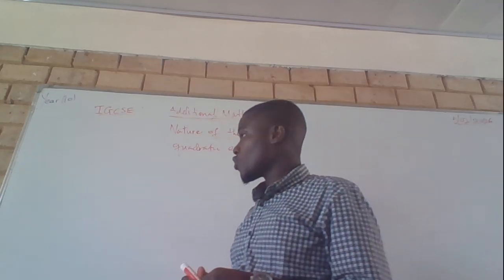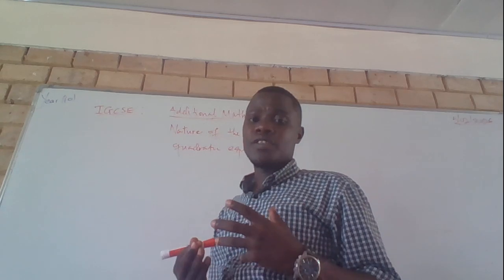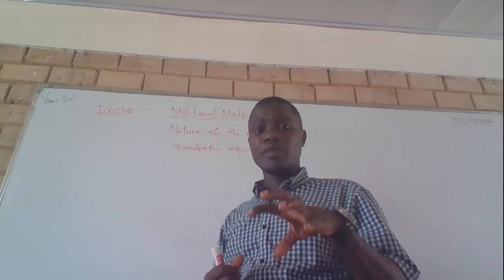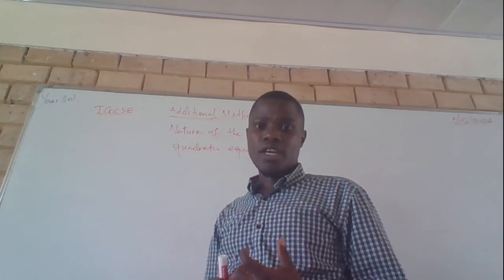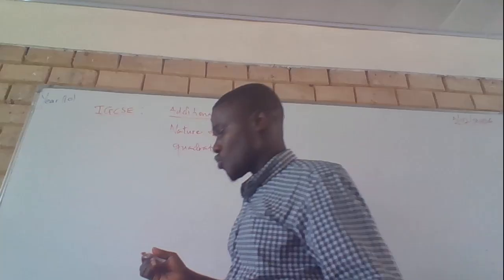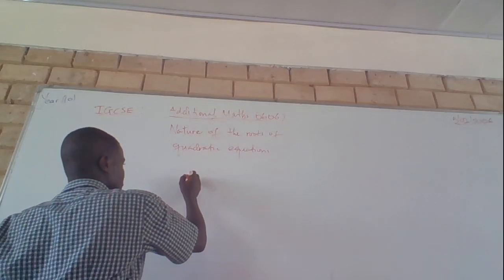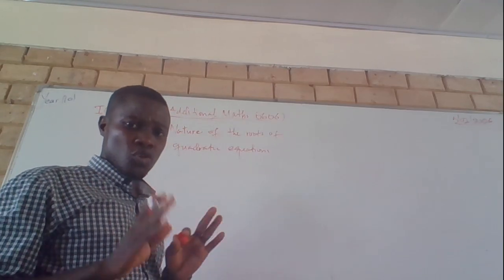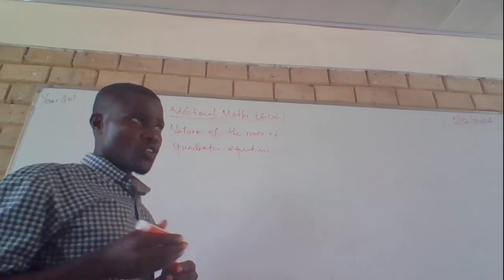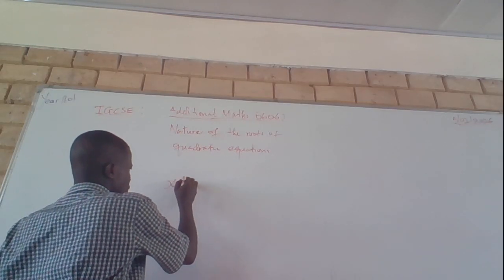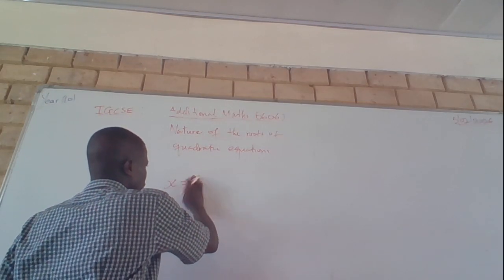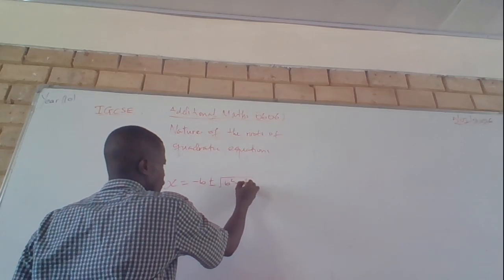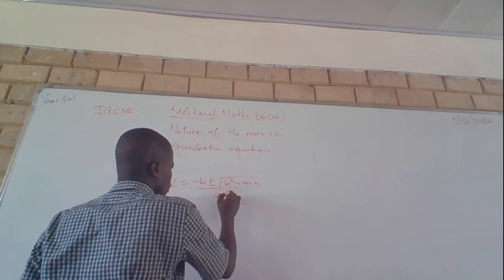Yeah. So there is an expression that we use that normally determines the nature of the roots, and that expression is called the discriminant. As we know, for you to find the roots of any quadratic expression or equation, there is a standard formula, which is this: x equals minus b plus or minus the square root of b squared minus 4ac, all over 2a.